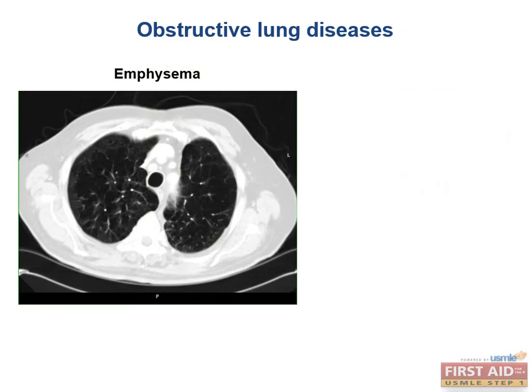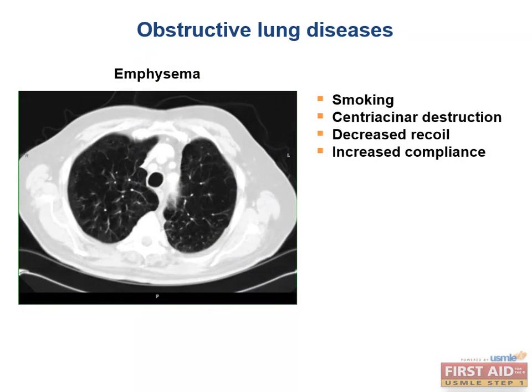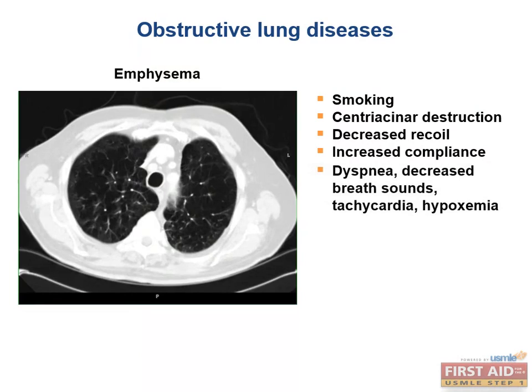So, with smoking, you get this characteristic destruction of airways in the terminal bronchioles, classically called centroacinar, before spreading peripherally. This leads to decreased recoil and increased compliance in the lung, and it presents with dyspnea, decreased breath sounds, tachycardia, early onset dyspnea, but late onset hypoxemia, and eventually wasting.